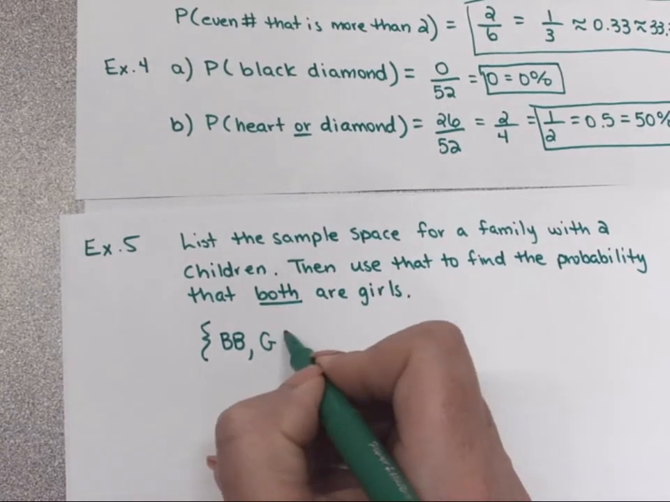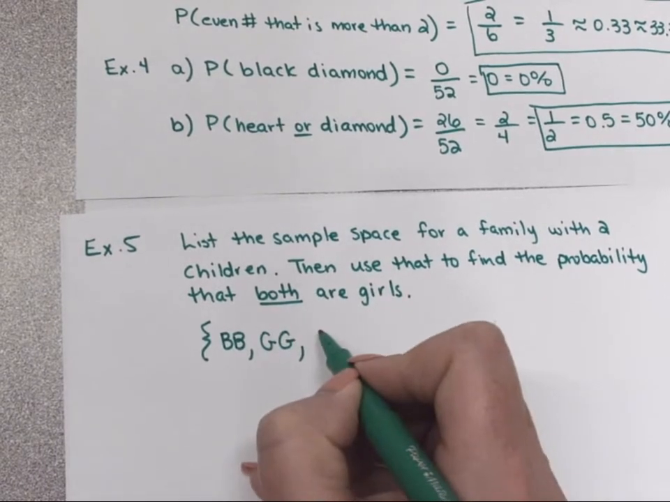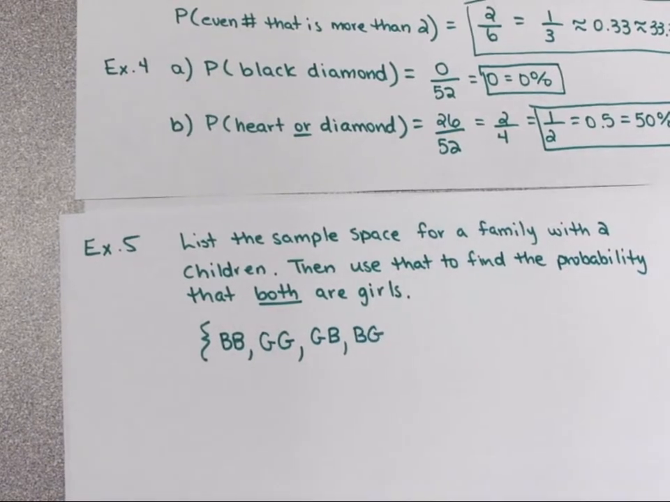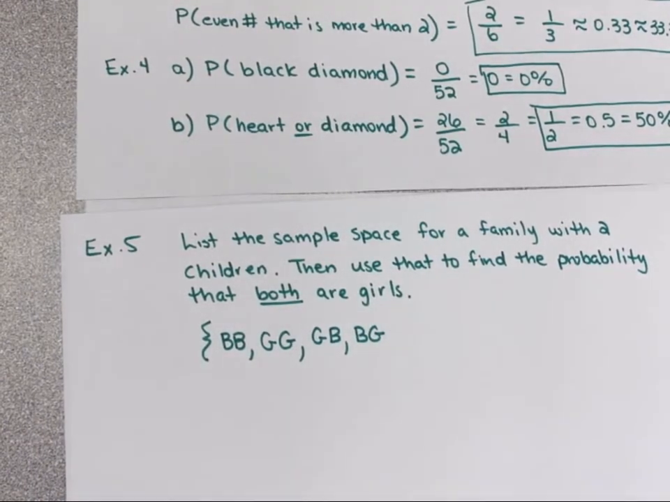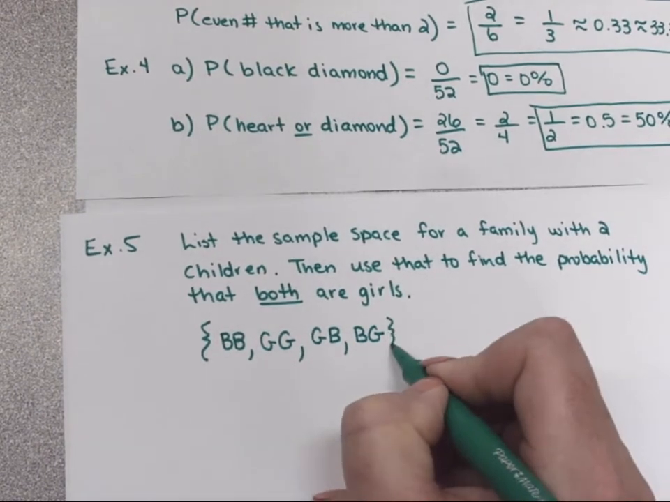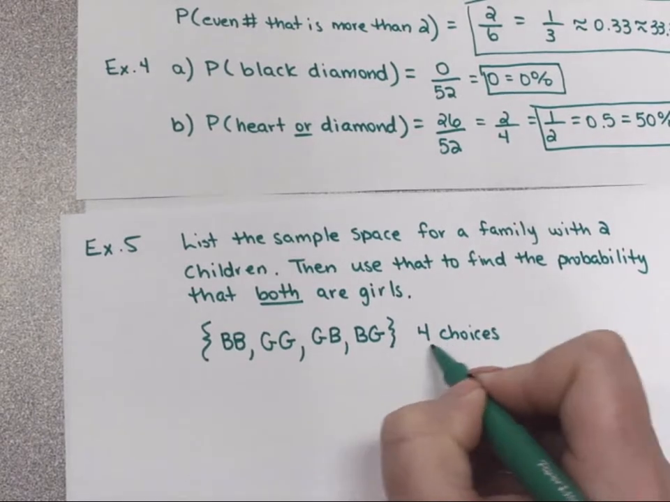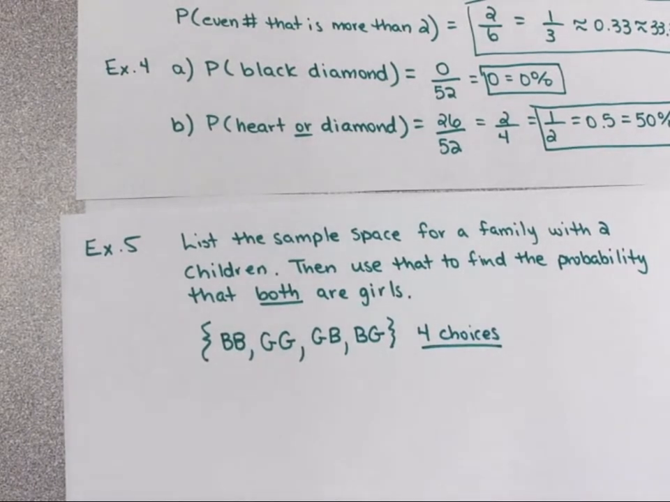You can have 2 girls. You can have girl, boy, and you can have boy, girl. Okay, are there any other options? That's really it, right? That covers all of them, okay? So notice when we list a sample space, it tells us how many choices we have. So there are 4 choices.